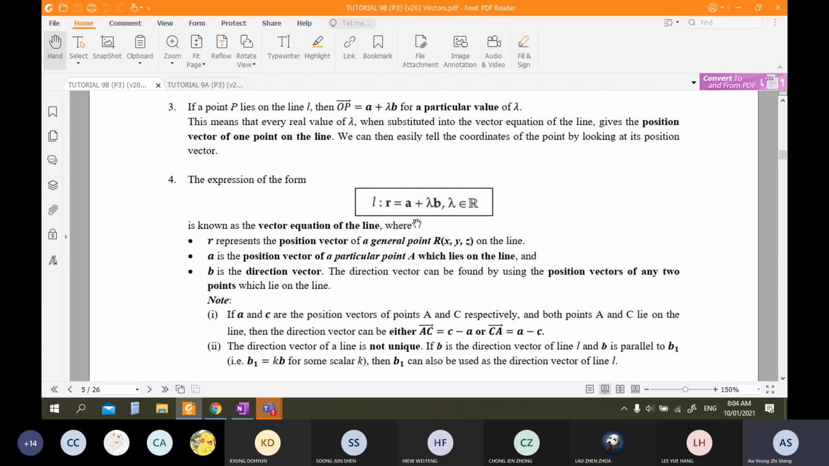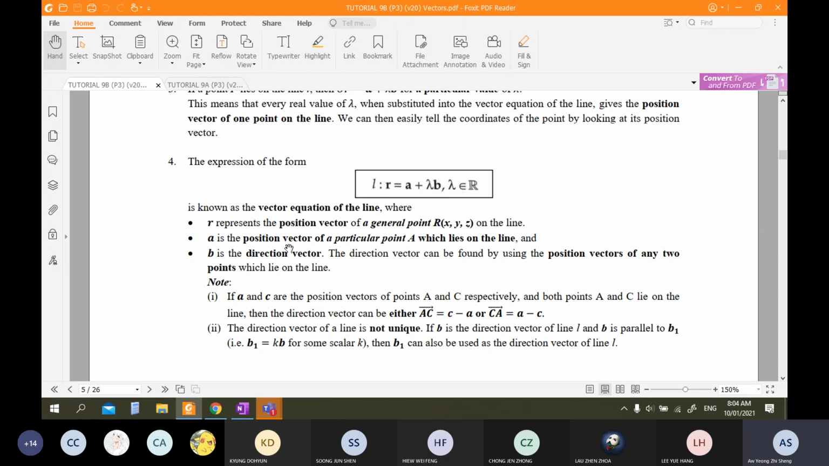The vector A in the printed equation up there is the position vector of a particular point. I usually call it a fixed point, A, which lies on the line. B is known as the direction vector. The direction vector can be found by using the position vectors of any 2 points which lie on the line.